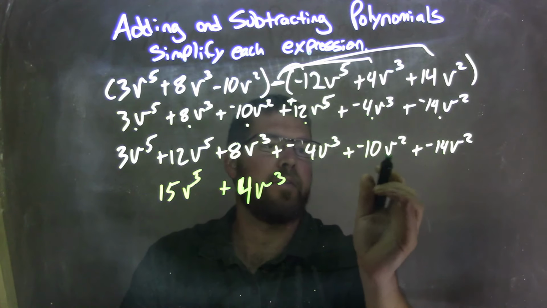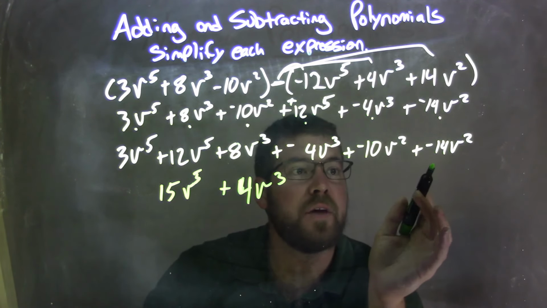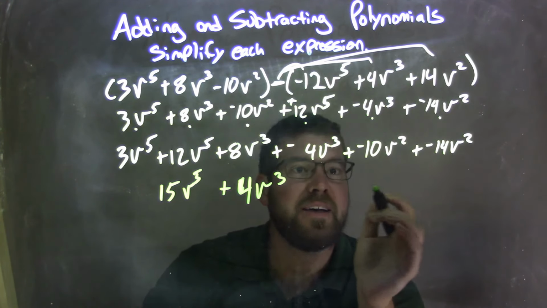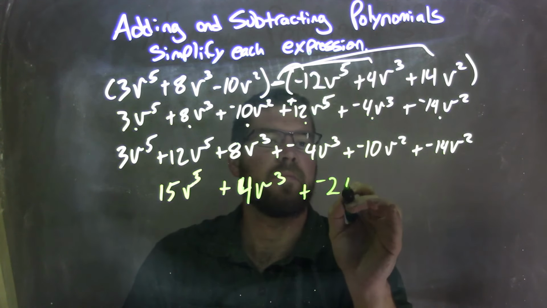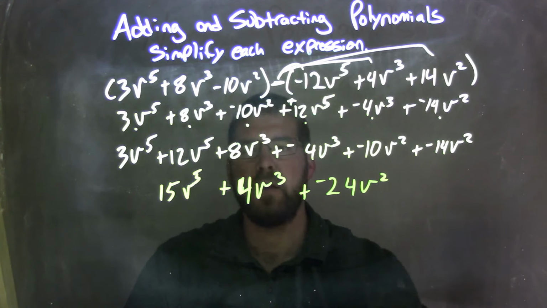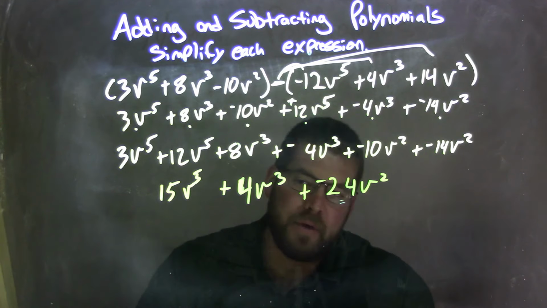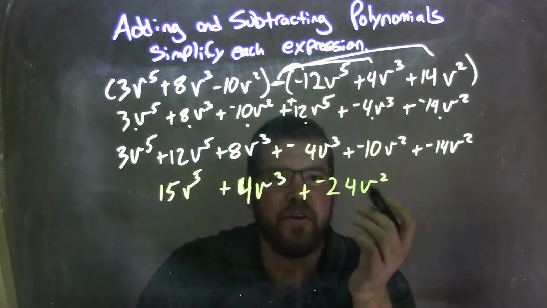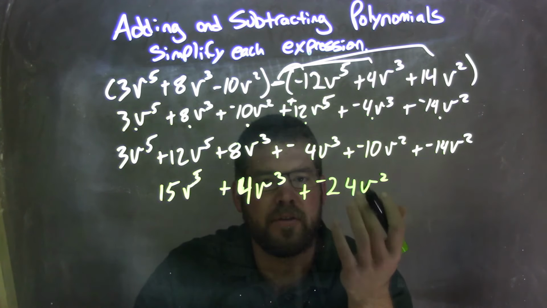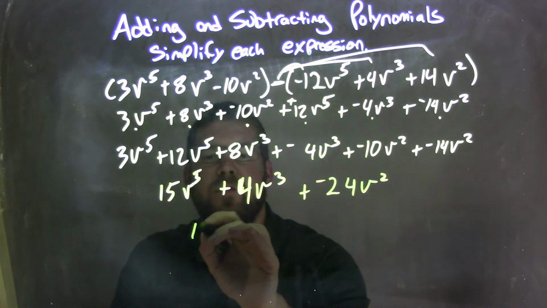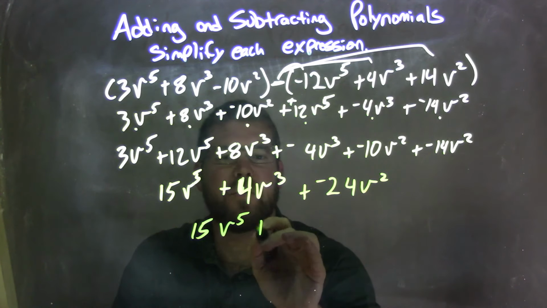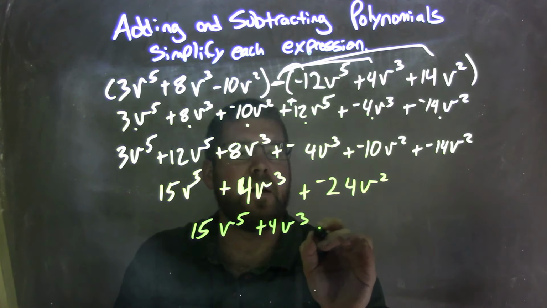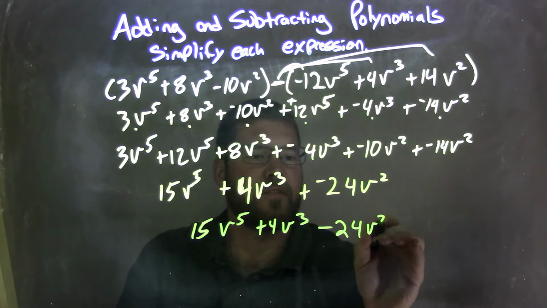And then lastly here, we have two negatives. Negative 10v squared plus a negative 14v squared is a negative 24v squared. Now I rewrite this as my final answer. We have plus and negative, but subtraction. So again, when I solve, I like everything addition, but for the final answer, let's move it back to subtraction. So we have 15v to the fifth plus 4v to the third minus 24v squared, and there we have it.